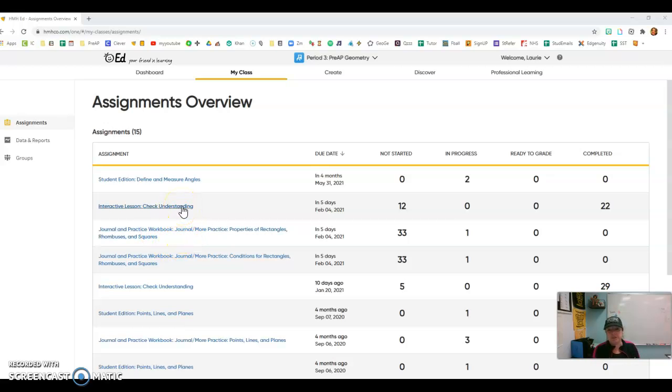So what you want to do when you go in here is look in assignments for the one that says interactive lesson, check understanding. And it's the one that is due either February 4th or February 5th. It just depends on what class you're in. Okay, but again, it's due February 4th or February 5th. Interactive lesson, check for understanding.